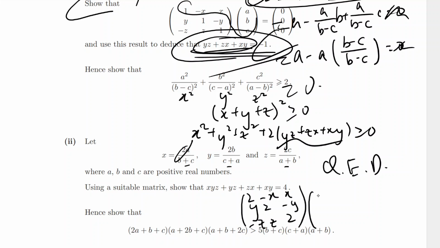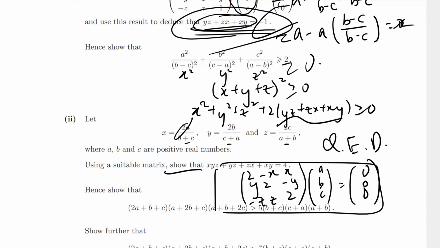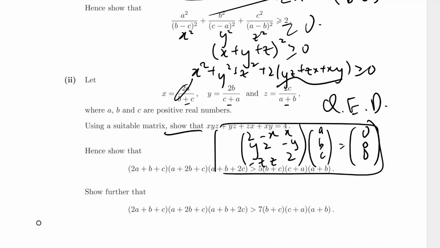ABC probably equals 4. It looks like that. I'm not 100% sure, but if you validate that, you should get 4. Not this is 4, like this. Prove this first, and then show, just like how you did in part 1. Hence show that this is true. What does that mean? This 2a plus b plus c, what even are these things? What does it look like, let's say?